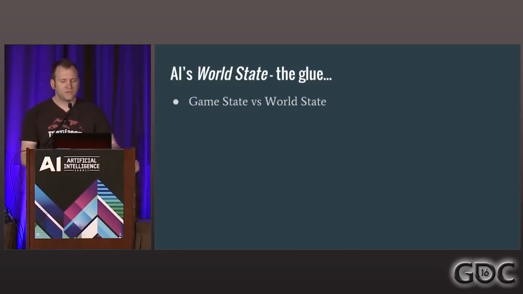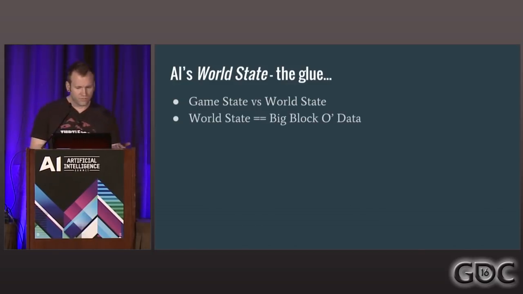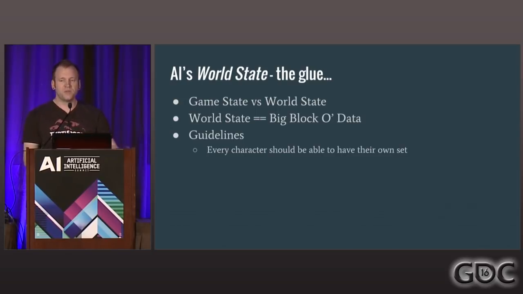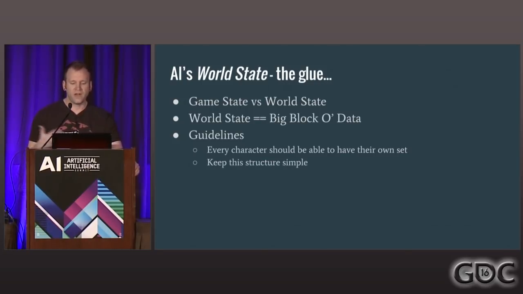I'm sure you all have different flavors of this. Blackboards, contexts, if you're using planners, would be a world state. So some guidelines for setting this stuff up. The world state's really just a big block of data. It should be easy to write to, easy to read from. So some guidelines. Every character should be able to have their own set, right? Different characters need different information to be able to make decisions. Keep the structure very simple, right? Fast to access, fast to write to. An array is a perfectly acceptable world state.